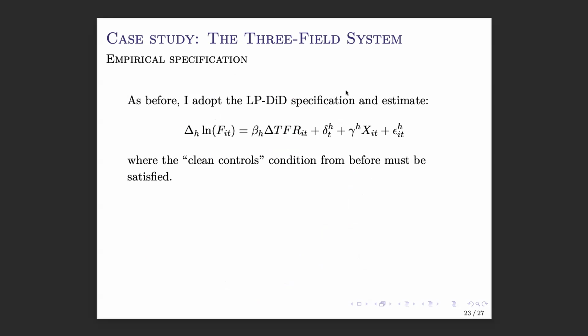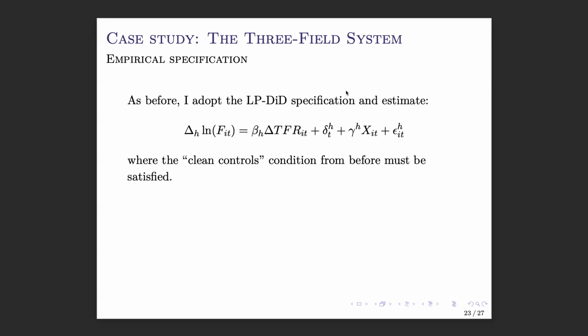I continue to impose this clean controls condition, so I'm basically getting identification off of a comparison between the evolution of forest cover in the locations that never adopt the system versus the evolution of forest cover in the locations that adopt the system.